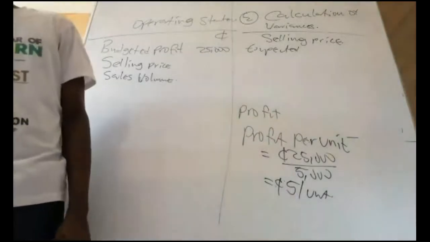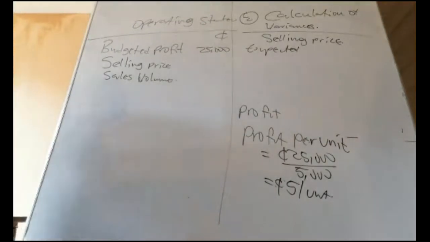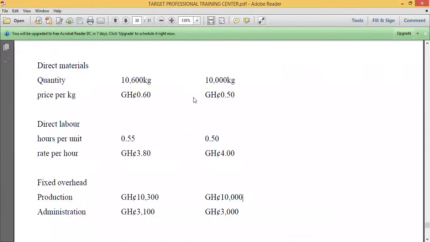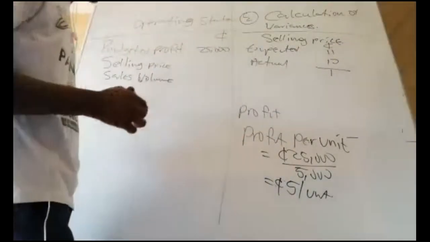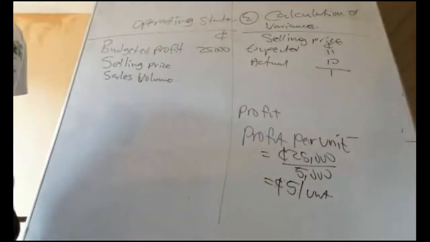Expected against actual. So the expected or the budgeted selling price is 11 Ghana cedis or 10. Let's go and pick it up. The budgeted is 10. And then the actual price is 11. So expected is 11 Ghana cedis, then the actual is 10, giving a variance of 1 Ghana cedi. Then you value it using the actual units sold.